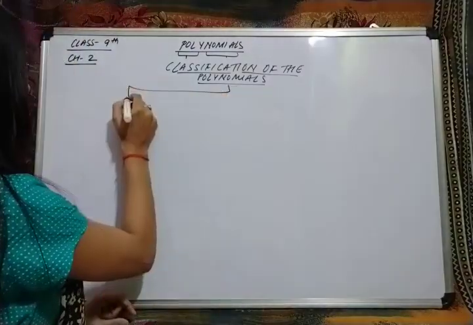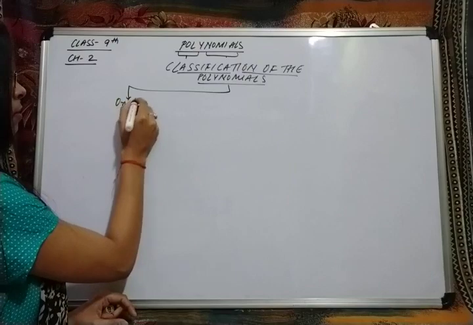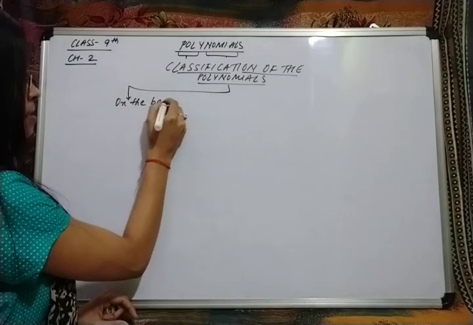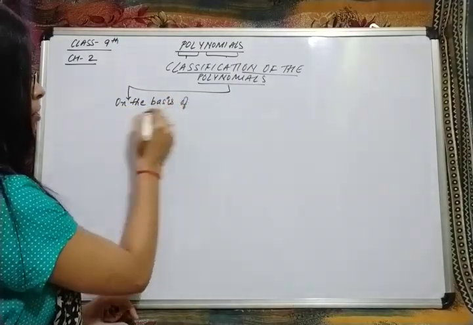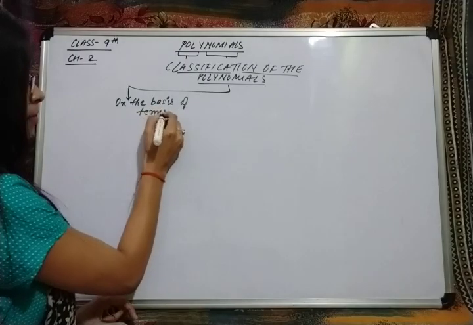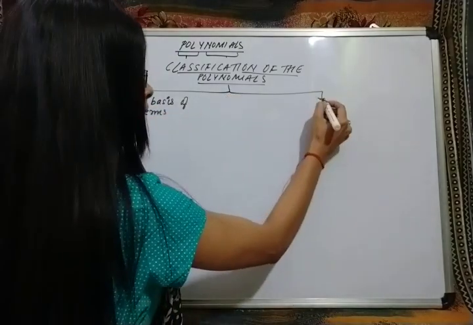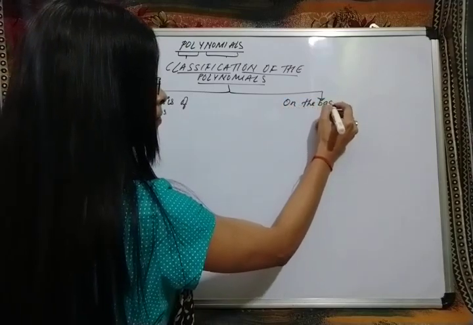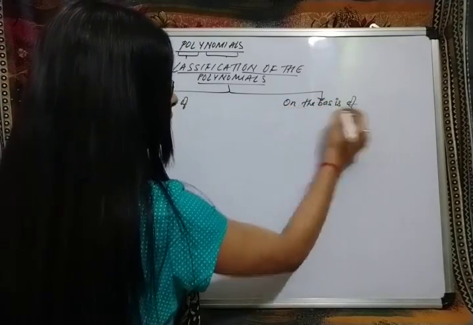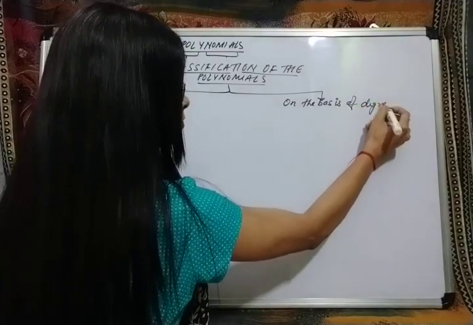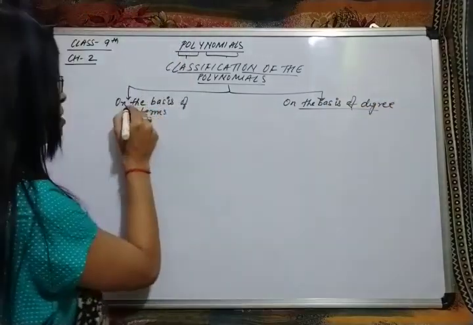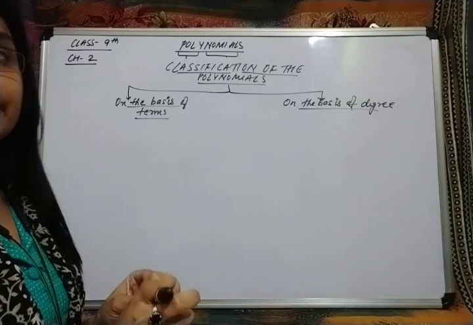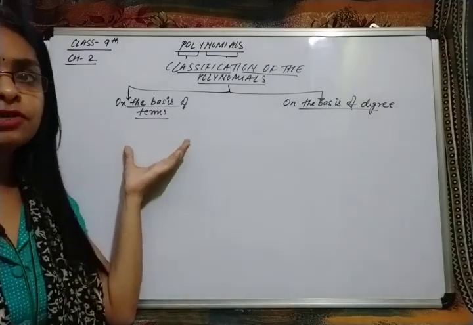So the first one is on the basis of terms, and the second one is on the basis of degree. First we are going to discuss on the basis of terms.